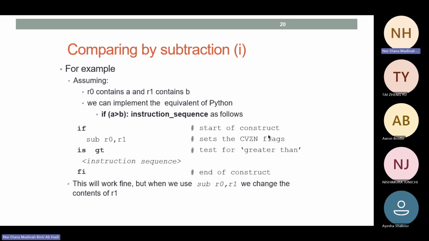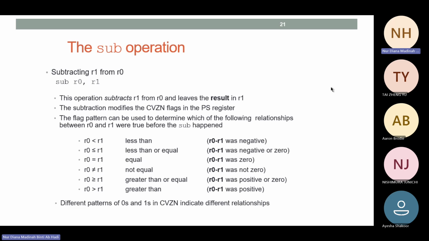First, as usual, we need to do the construct using if, and then we set our flags: sub R0, R1, then is greater. GT is your condition, and then you put your instruction sequence and fi. This works fine, but with sub R0, R1 we change the content of R1. This operation subtracts R1 from R0 and leaves the result inside R1, so the subtraction will modify your flags inside your PS.